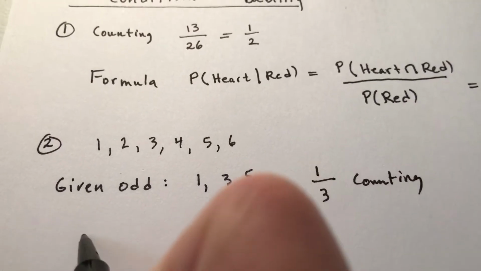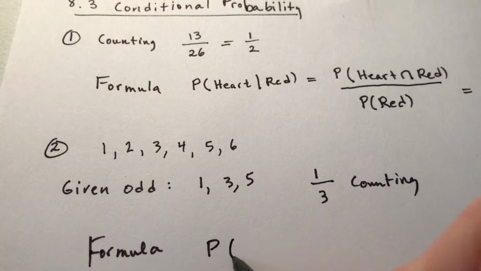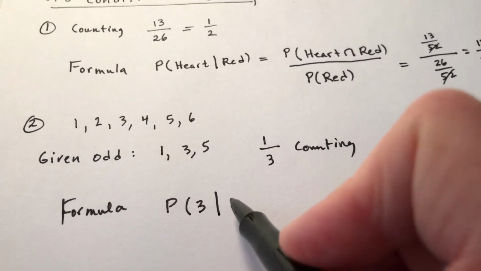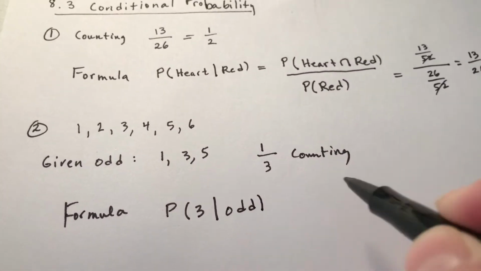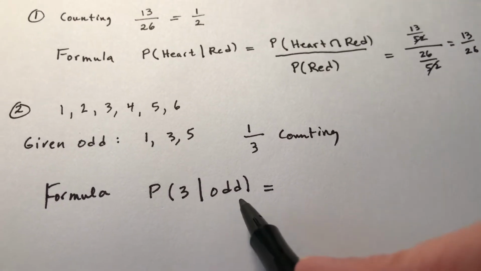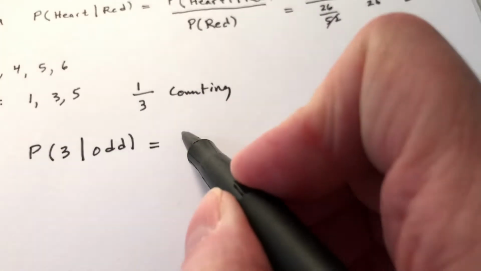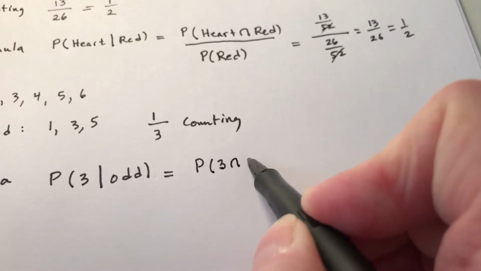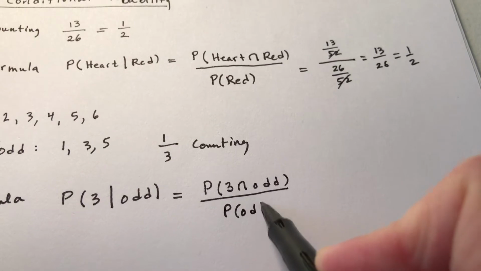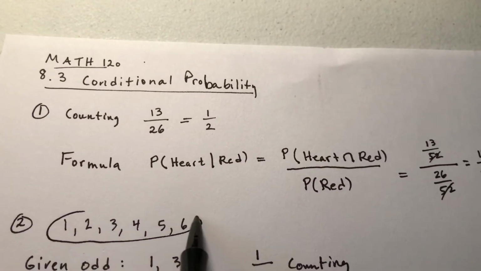Now, if I use the formula, it's what's the probability that it's a 3 given that we know that it's odd. I'm going to write it that way, and I'm going to use the formula. I know that's my A given B. So it's the intersection divided by, so it's the probability of 3 intersect odd over the probability that it's odd. And this is from the original 6 outcomes, 1 through 6.